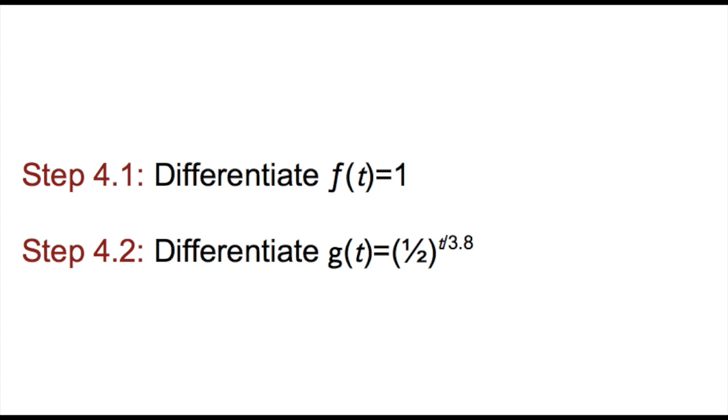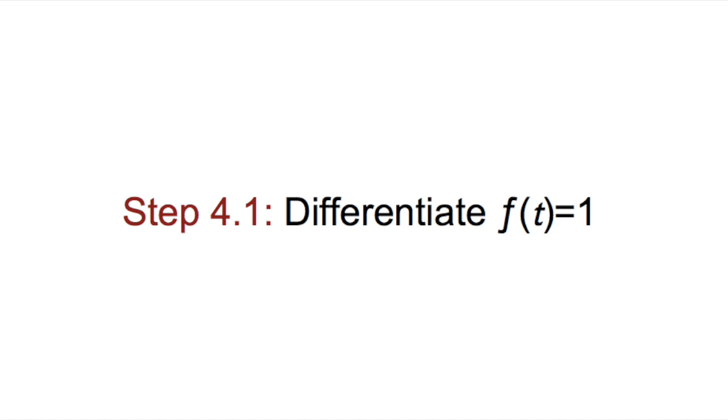Step 4. Differentiate each part of the equation. We'll split up Step 4 into 2 parts to make it easier to solve. Step 4.1. Differentiate f at t equals 1. Step 4.2. Differentiate g at t equals 1 over 2 to the power of t over 3.8.